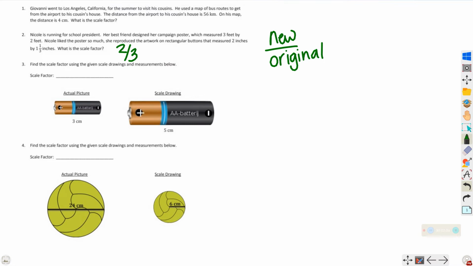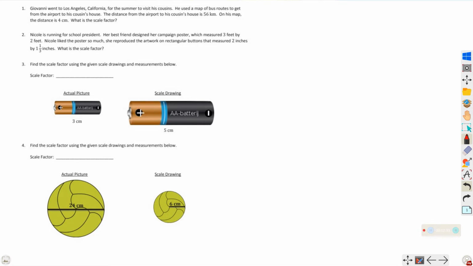So if you were to change this to inches, there are 12 inches in a foot, which gives you 36 inches. So then you would have 2 divided by 36, which reduces to 1/18. If you have an answer of 1/18 or an answer of 2/3, both of those can be correct depending on which strategy you're using to approach the problem.